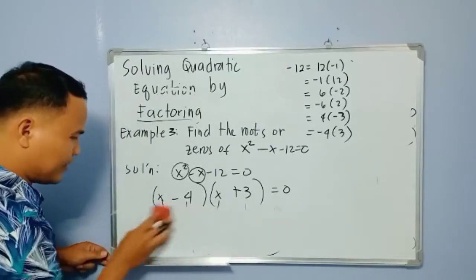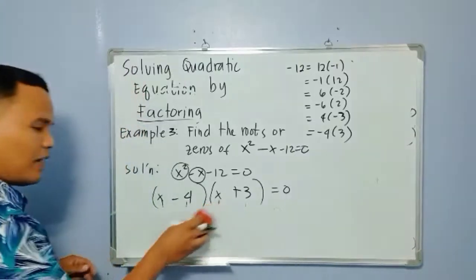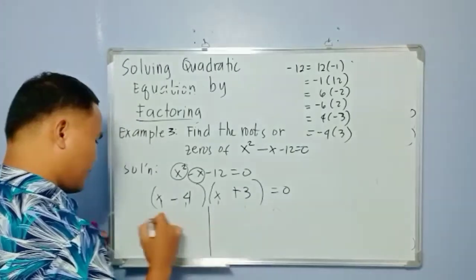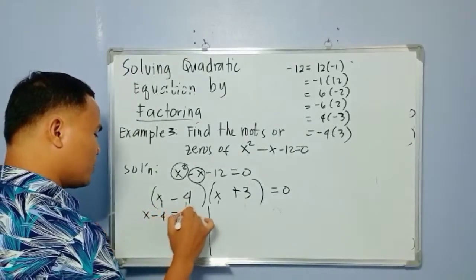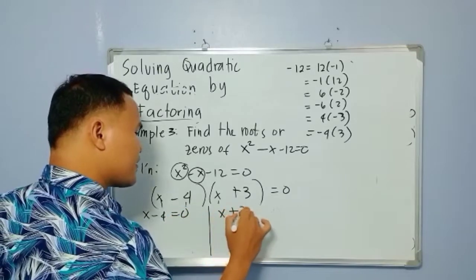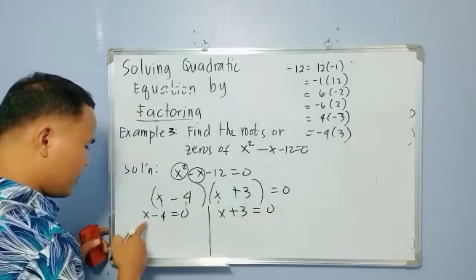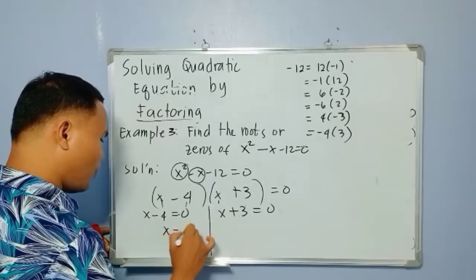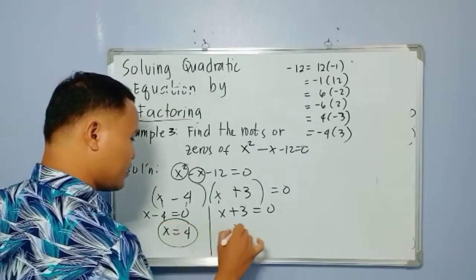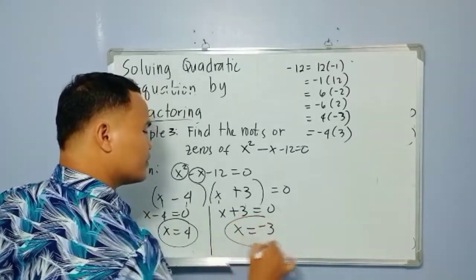So if this is now correct, then let us equate the two factors to 0. x minus 4 equals 0. x plus 3 equals 0. Then solve for x. x equals 4. x equals negative 3.